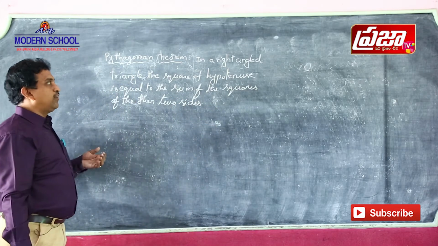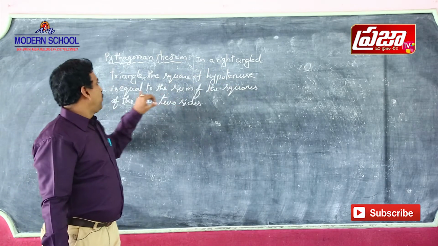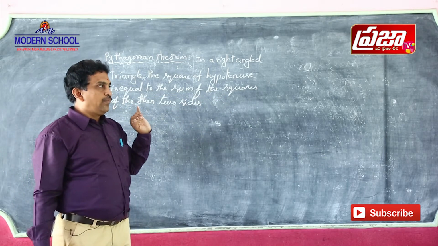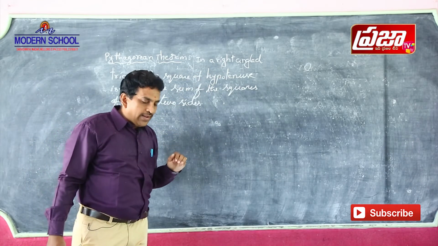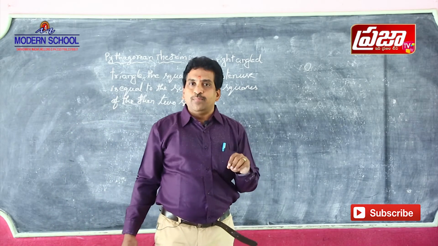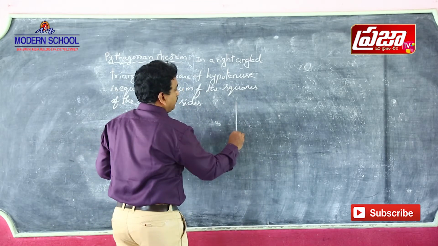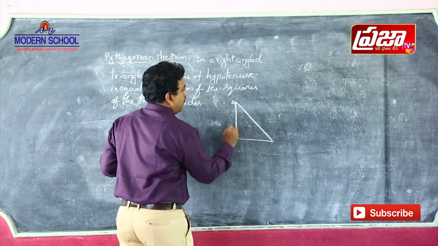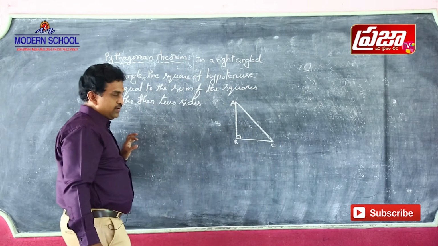So once again observe the statement. In a right angle triangle, the square of the hypotenuse is equal to the sum of the squares of the other two sides. To prove this you should take a right angle triangle. Take the right angle triangle as ABC, right angle at B. So ABC is the right angle triangle, right angle at B.